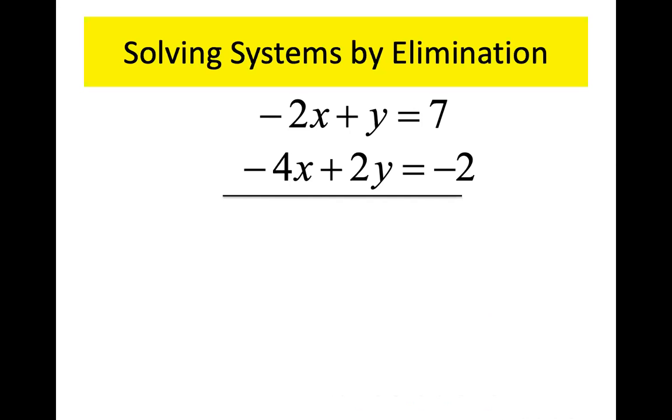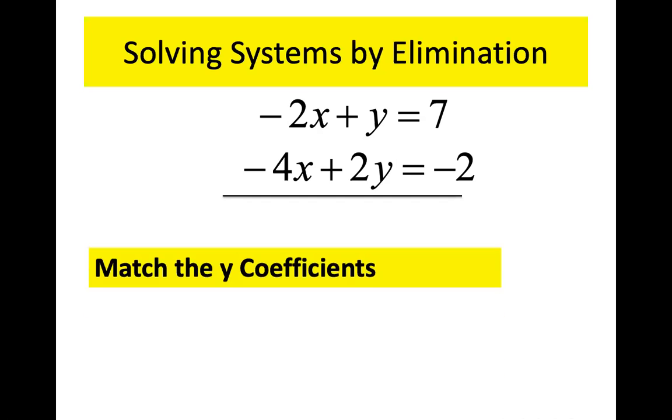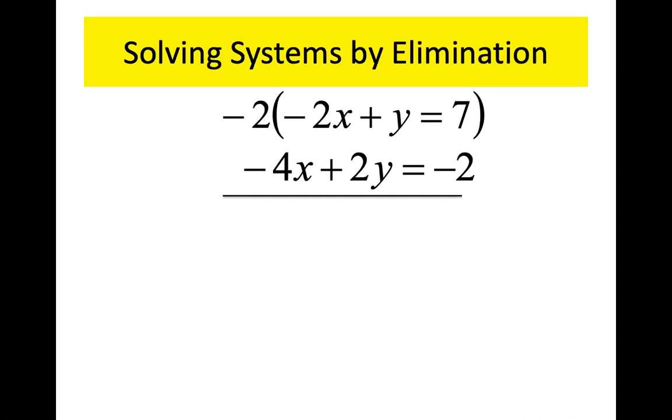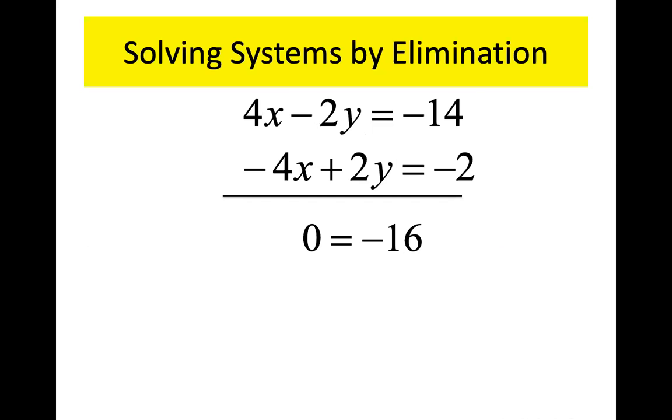Okay, so here we go. What are we going to match, y's or x's? Y's. Okay, so what are we going to multiply the bottom by? Not 2. We're going to multiply the top by negative 2. Did I match the y's? Yes, good. So I'm going to multiply the top by negative 2. Can everybody see that? So I'm going to multiply the top by negative 2. That's going to give me 4x minus 2y equals negative 14.